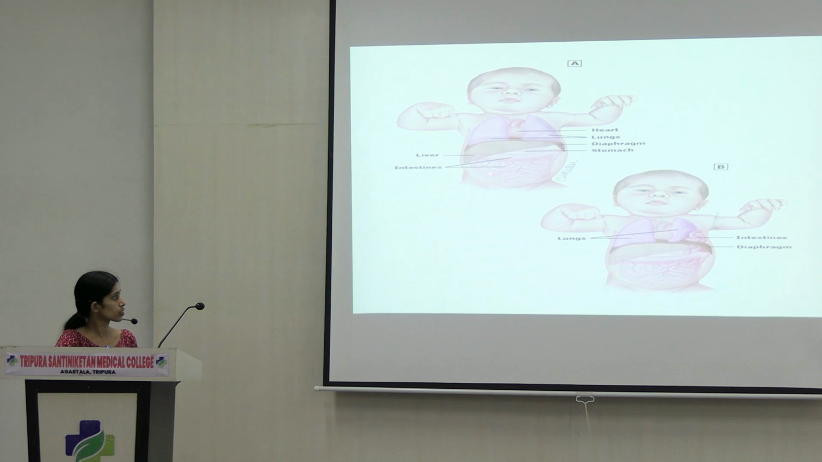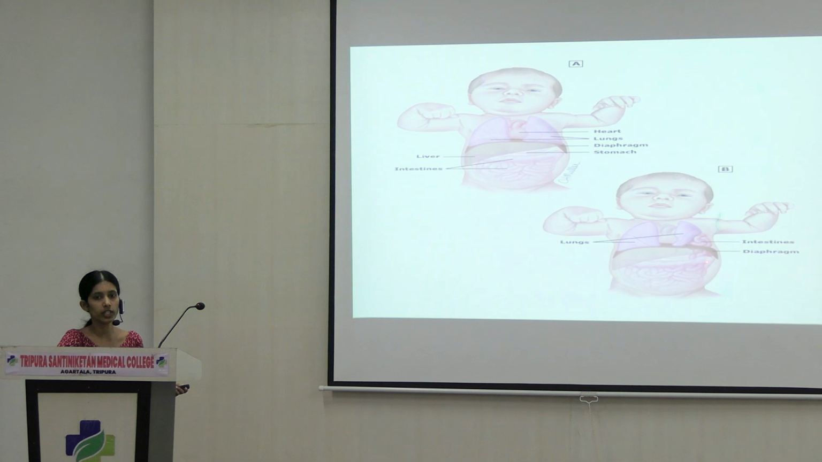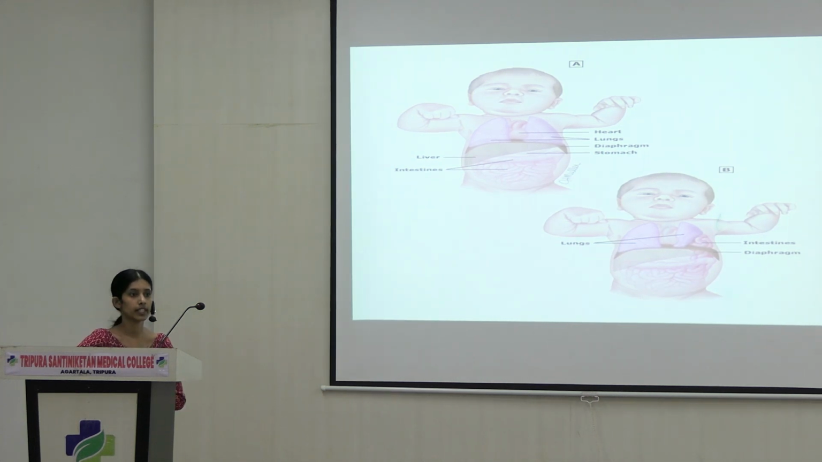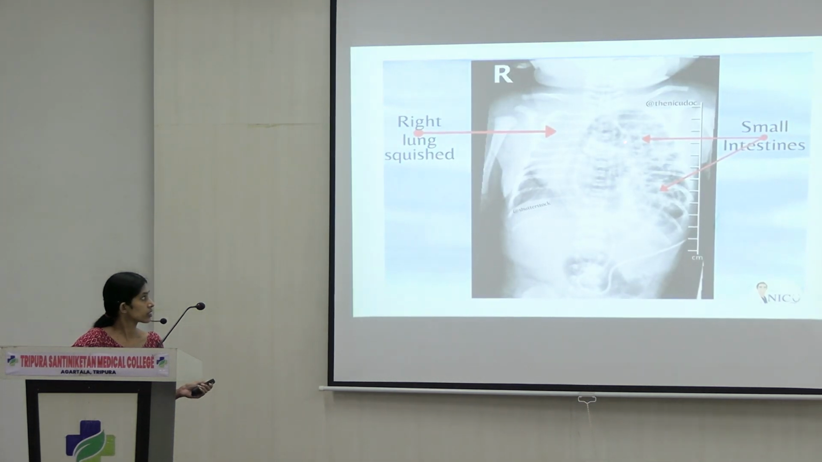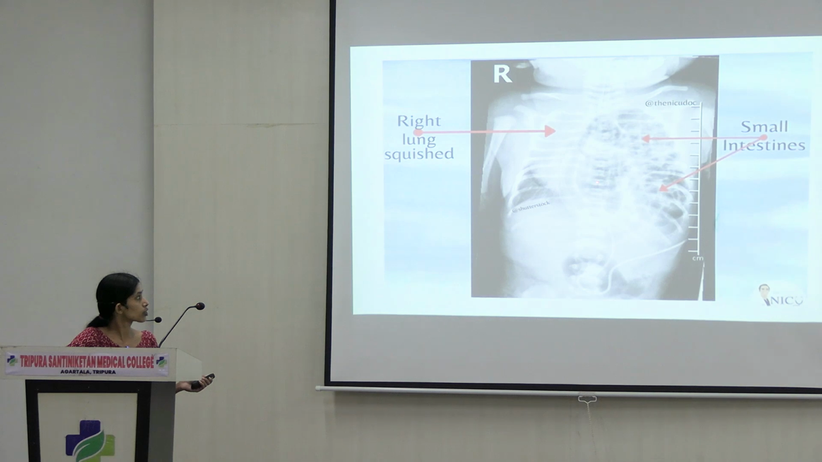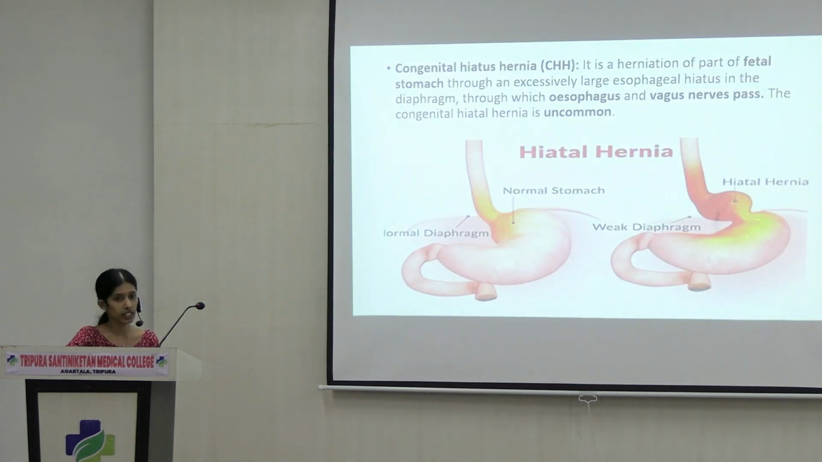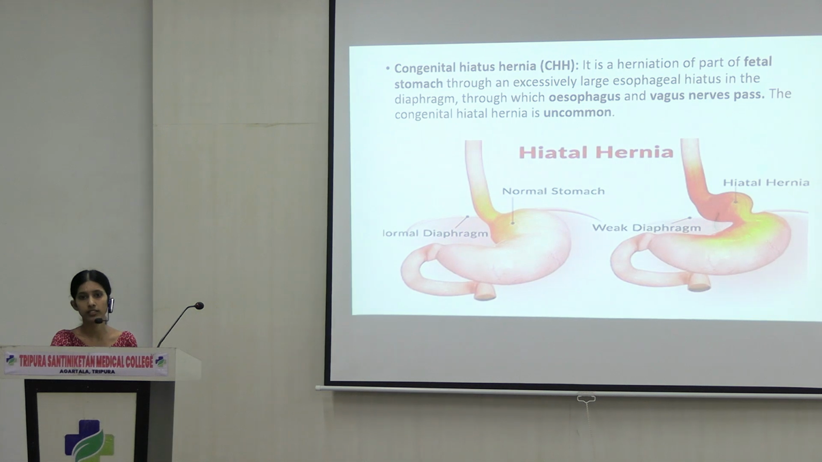Okay. This is the normal condition and this is the condition where the baby is affected by your diaphragmatic hernia. Okay. Any doubts? Any doubts in the herniation? You can see this is your small intestine which entered your thoracic cavity region. It shifts your heart also to the right side. You can observe. The next condition is congenital hiatus hernia.